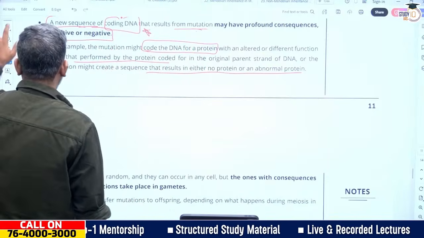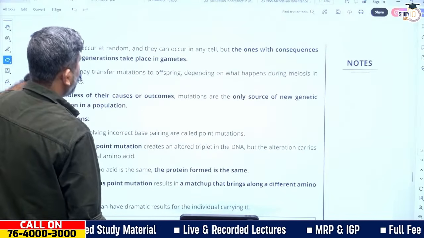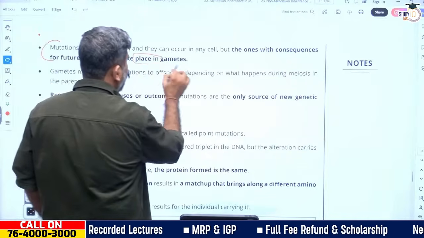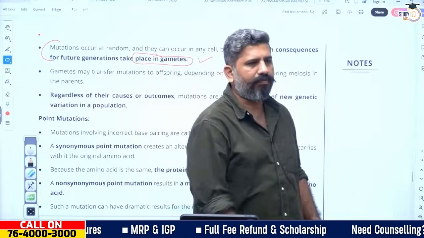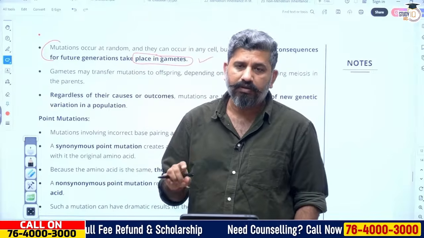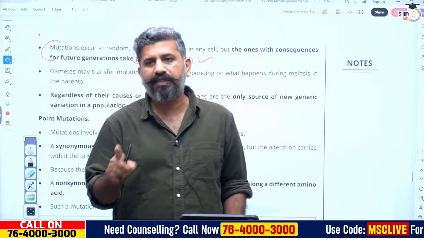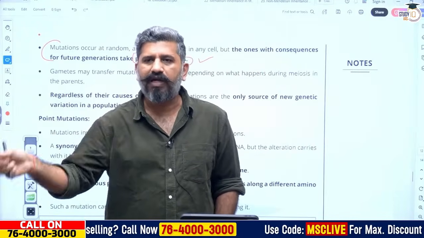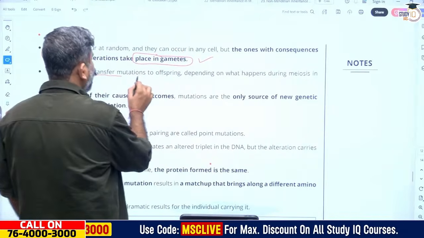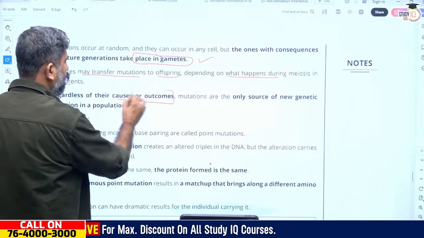So what we see here is, how do the mutations occur? They occur at random and they can occur in any cell, but the ones with consequences for future generations take place in what? Gametes. They can happen in your somatic cells also, but they don't have any consequences. But if they happen in your gametes, which are produced by your reproductive organs, then it will have consequences, because the next generation is going to be produced with that allelic combination only. ठीक है? Gametes may transfer mutations to the offspring depending upon what happens during the meiosis in the parents, regardless of their causes or outcomes.